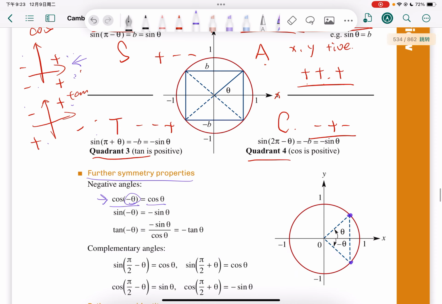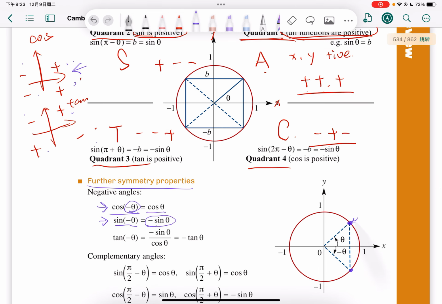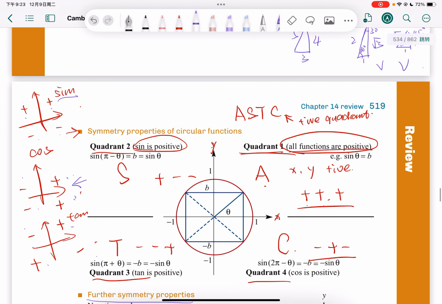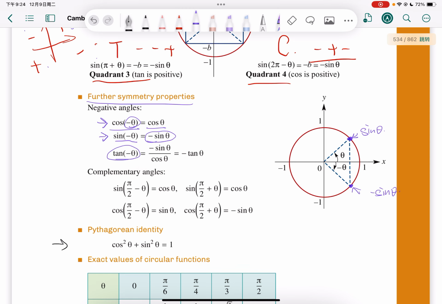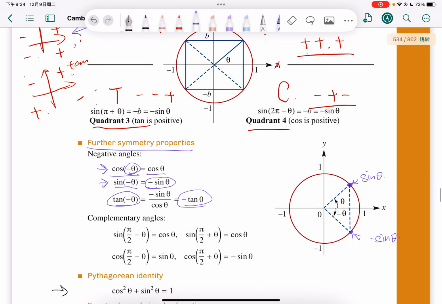For sine, I have sine negative theta is equal to negative sine theta. So it's flipped. If I have sine theta at this point, then I have negative sine theta at this point, which is exactly here. So instead of the positive in the fourth quadrant, I have a negative here. And for tangent, tangent negative theta is negative tangent, which is exactly over here. So instead of the positive tangent in the fourth quadrant, I have a negative tangent over here.